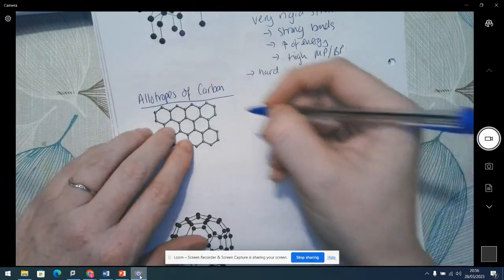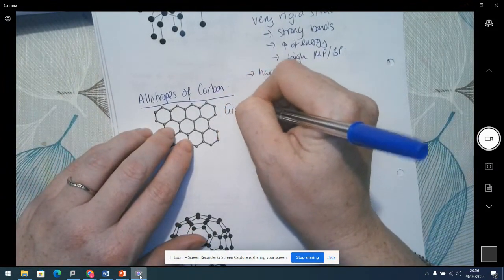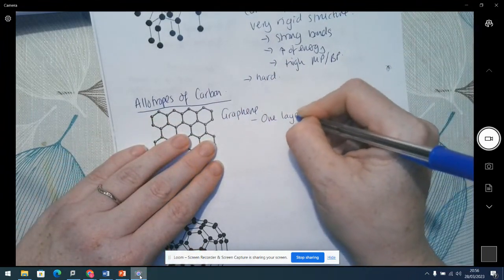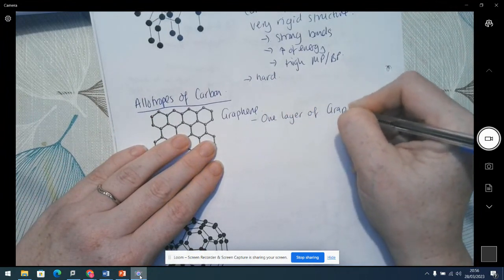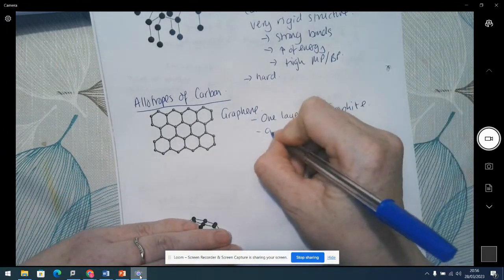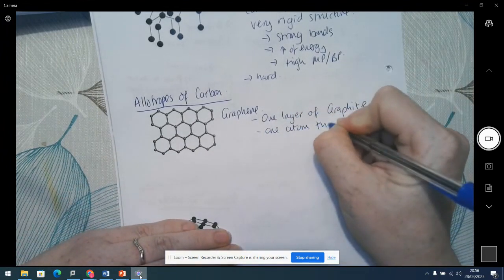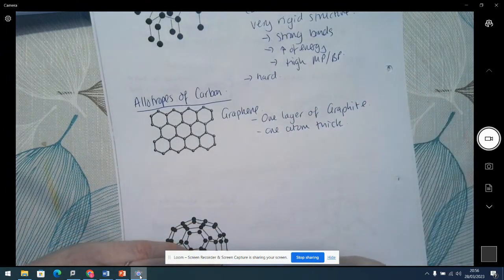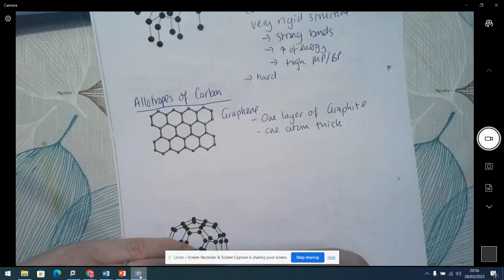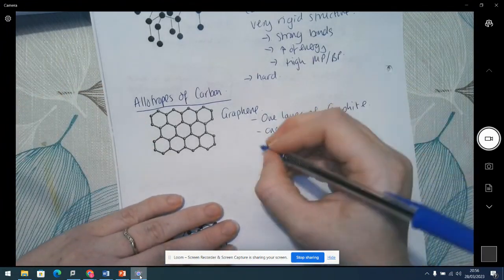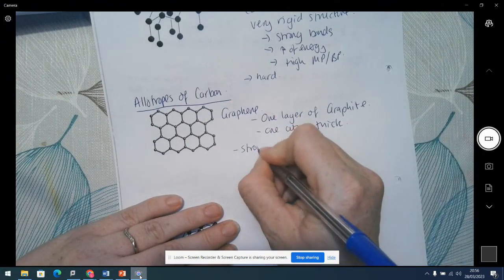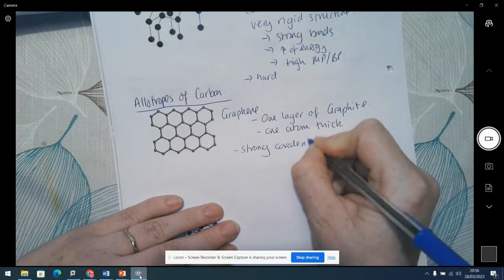And this here is something called graphene, which is essentially one layer of graphite. So what we're saying there is it's like one atom thick, and as a result it makes a 2D structure. So it's like essentially one layer of the graphite structure. It's got this network of covalent bonds. So again, we've got these strong covalent bonds.